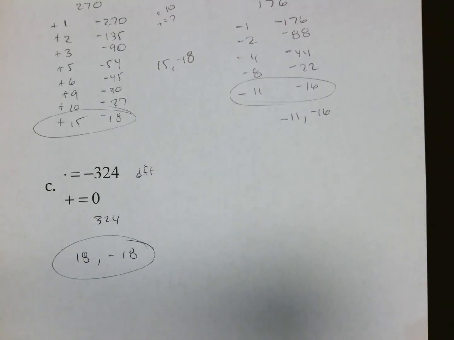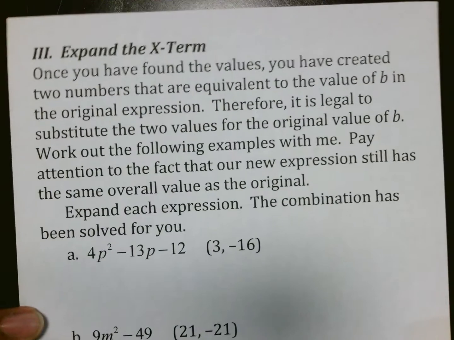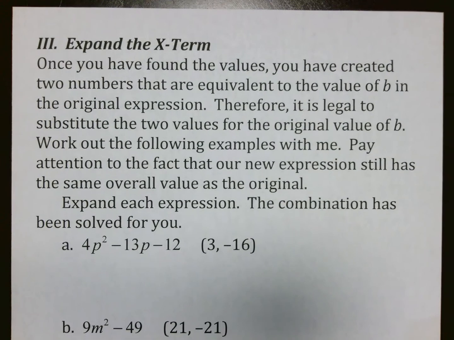So again, you won't see numbers this big all the time, but you need to make sure you're ready for them as you go. After that, it gets kind of easy. The hardest part is really finding the numbers, especially if they give you big numbers like that. But once you've found the two numbers, you've created two numbers that are equivalent to the value of b in the original expression. Therefore, it's legal to substitute the two values for the original value of b.